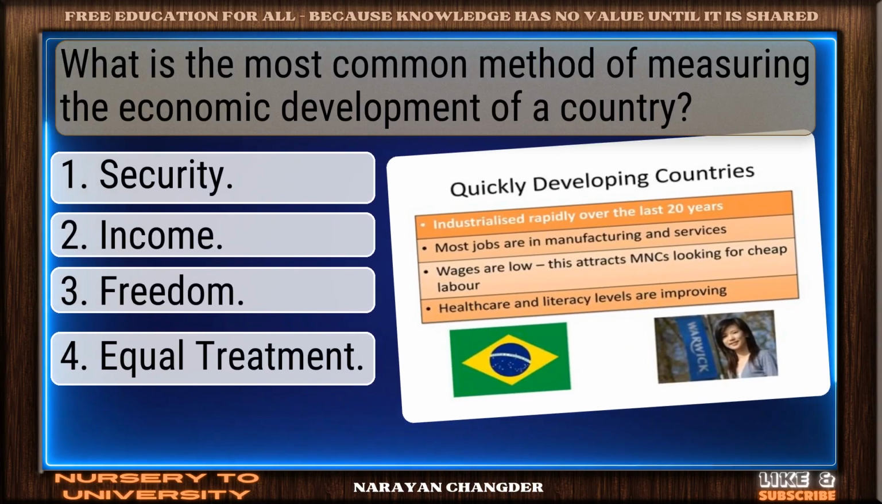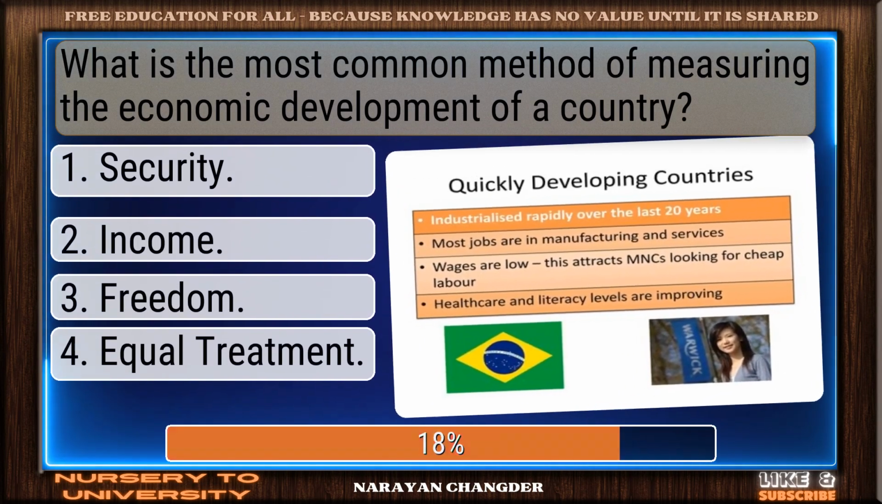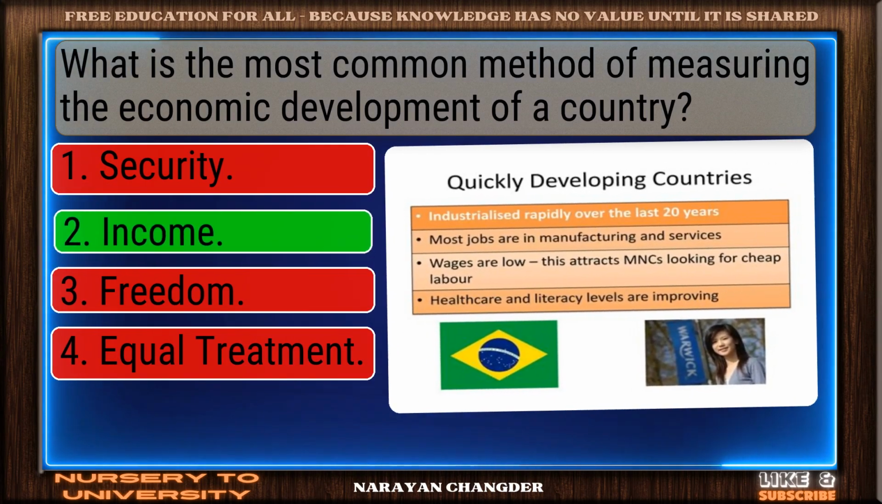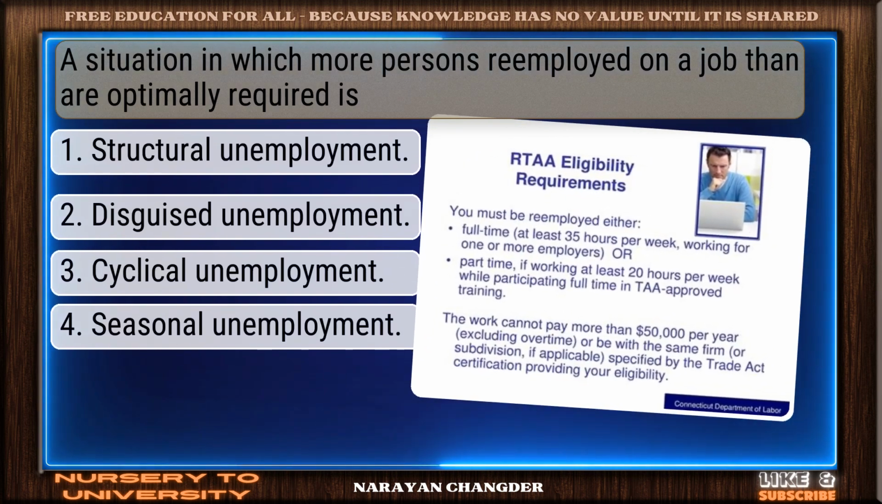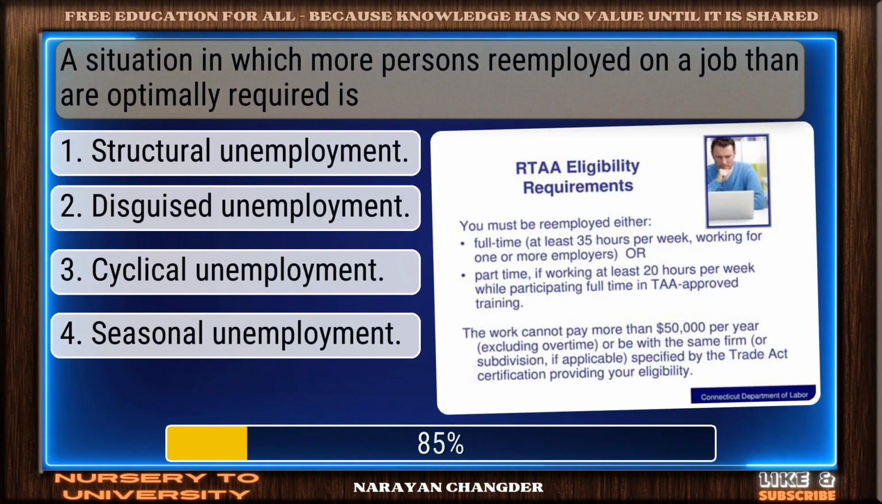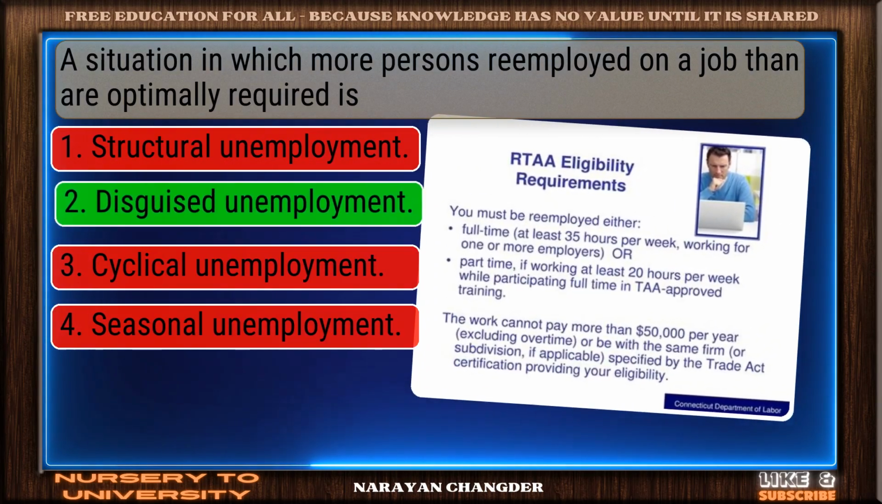What is the most common method of measuring the economic development of a country? Solid response. Income is valid. A situation in which more persons are employed on a job than are optimally required is? Good thinking. Disguised unemployment is right.